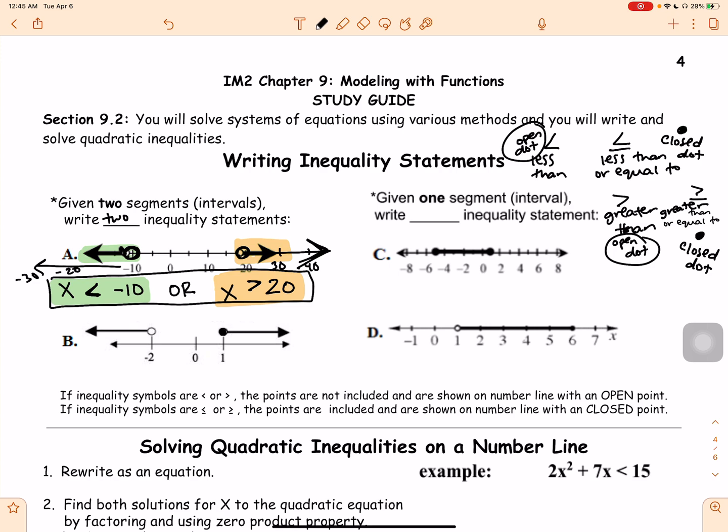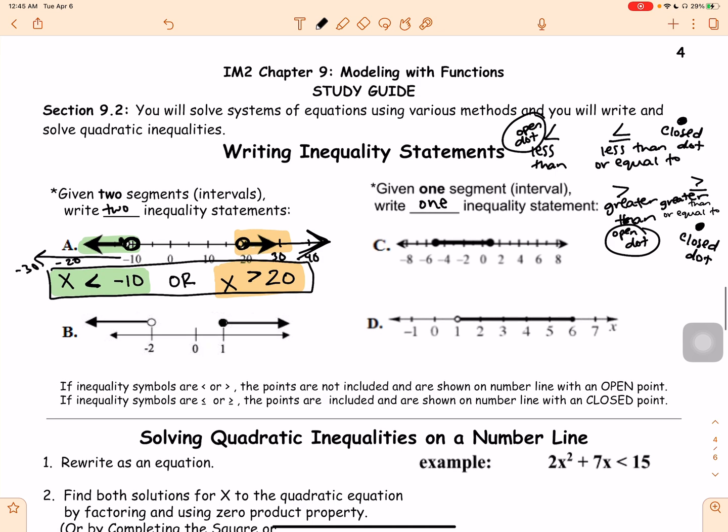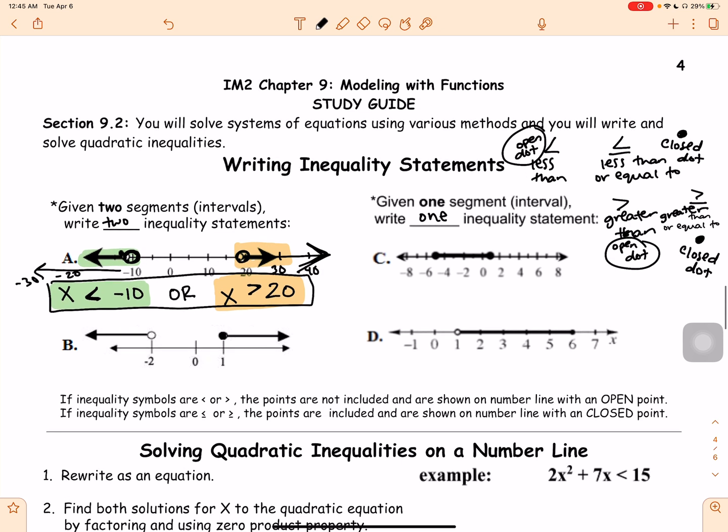All right, so over here, given one segment interval, we want to just write one inequality statement. Now, technically, you could write two, and you would have to have an "and" sign in there, but it's much easier to just write one inequality statement for these. So you see here we do have closed dots, so that means that we're working with greater than or equal to or less than or equal to, okay, with the closed dots there.